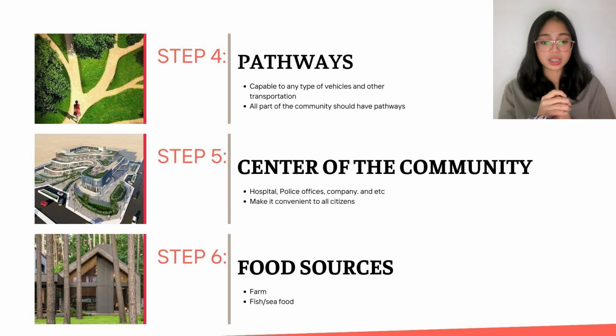And step 6 is the food sources. Of course, we cannot live without food, so we should allocate land for farming and gardening and other food that we can plant and so on.